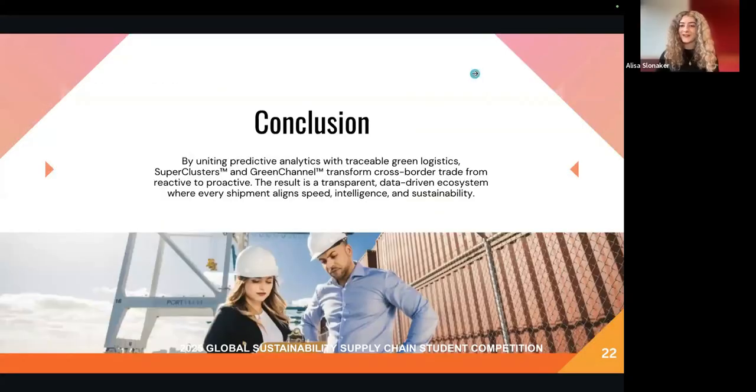By uniting predictive analytics with traceable green logistics, superclusters and Green Channel transform cross-border trade from reactive to proactive. The result is a transparent, data-driven ecosystem where every shipment aligns speed, intelligence, and sustainability. Thank you.